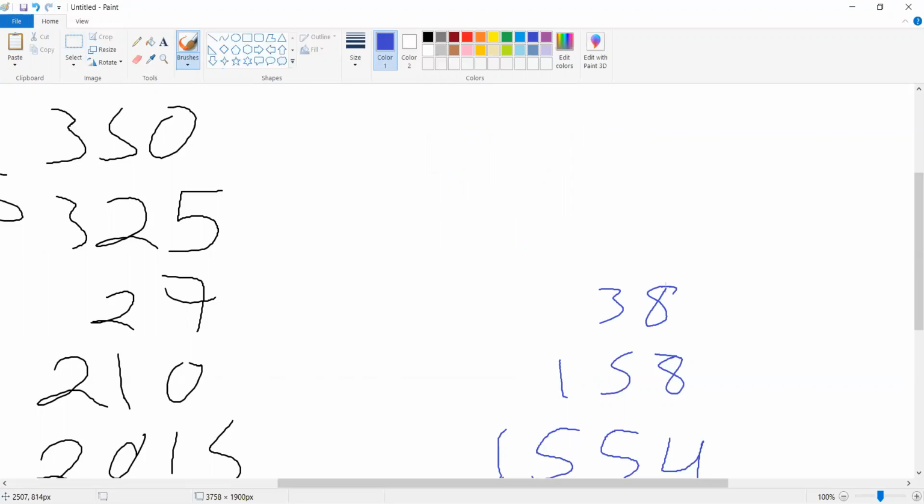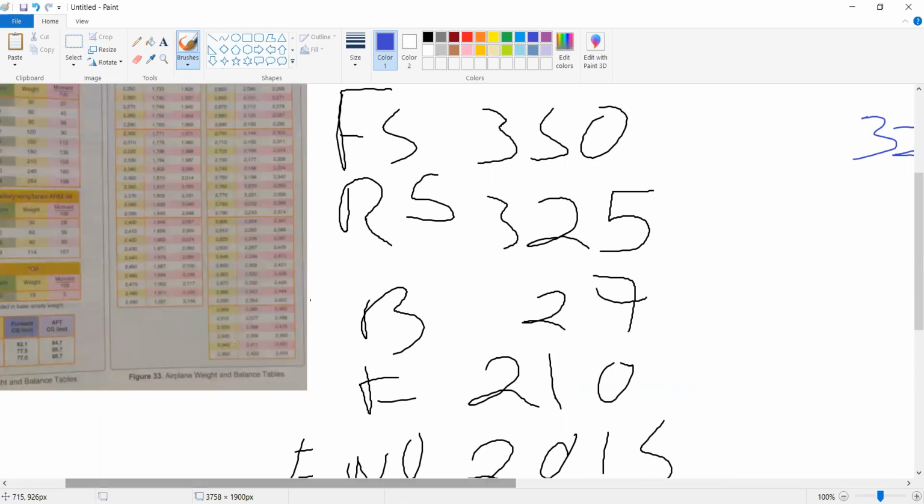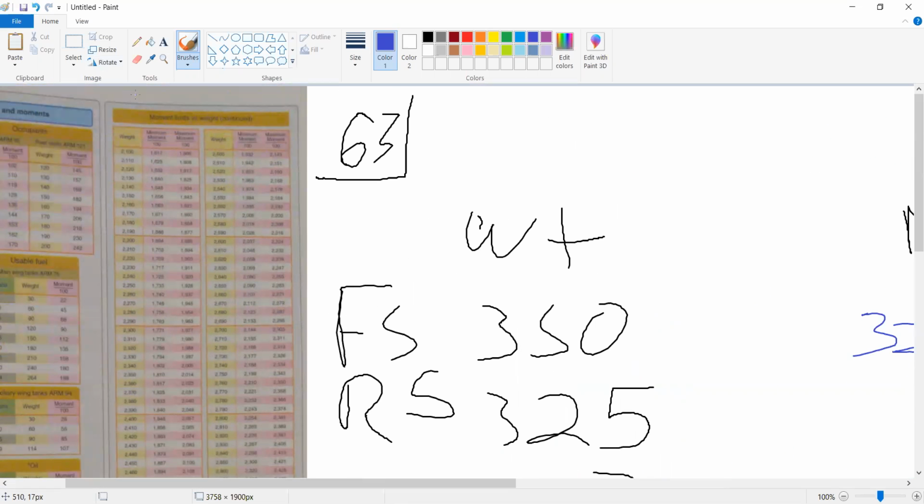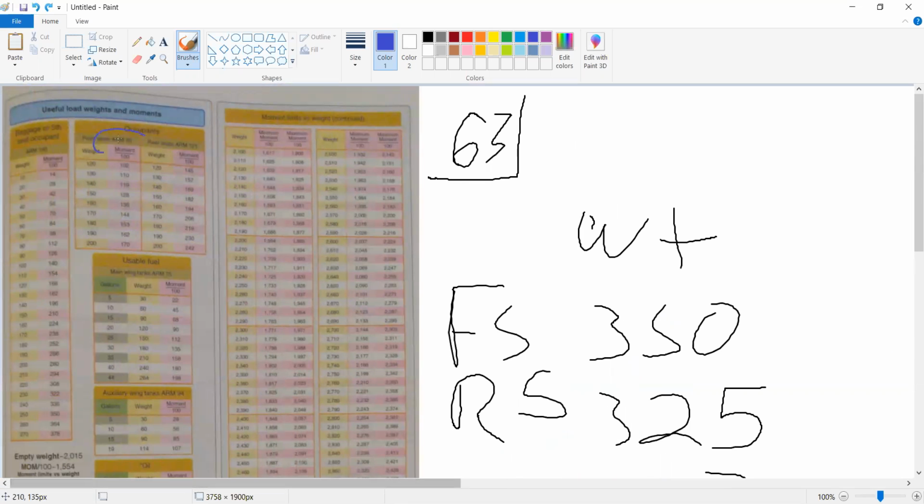38. Okay. Next is 325 for the rear seat. Let's see here. Nope, we don't have that. That's all right. 325 for the rear seat. We're multiplying by 121. It says that right here, the rear seat is 121. And then for the front seat, when we get there, is 85.